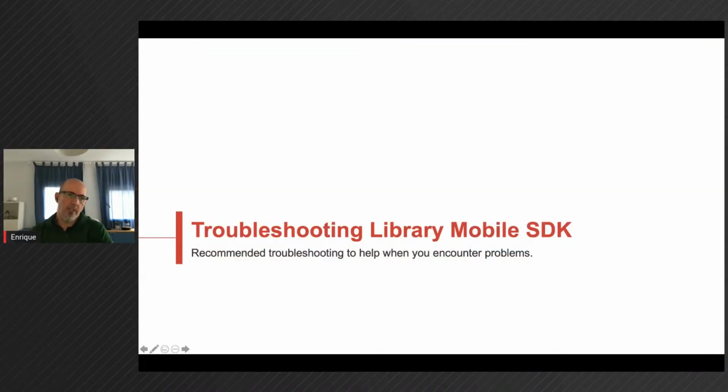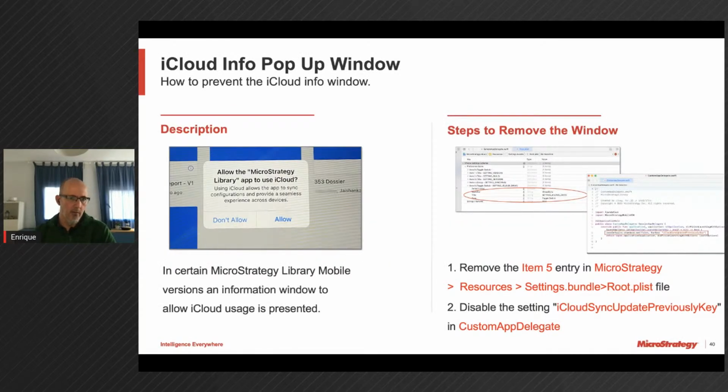Next, we will see some recommended steps when facing some problems using Library Mobile. In certain MicroStrategy library versions, a pop-up window is shown prompting to make use of iCloud. If we want to remove this window, what we need to do is to remove the item 5 entry in the root plist file, which is located in the MicroStrategy Resources Settings Bundle folder in Xcode. And then disable the settings iCloud sync update previously key in the custom app delegate, as shown in the picture.